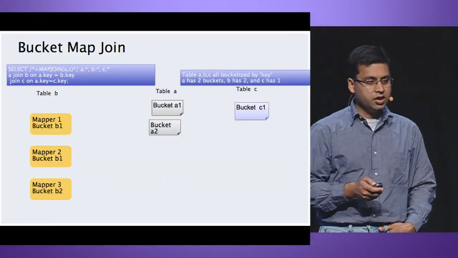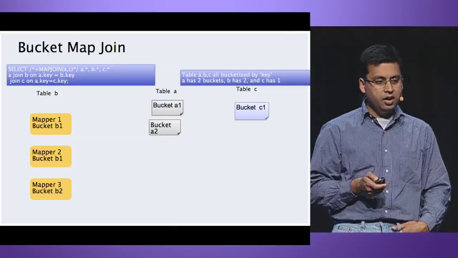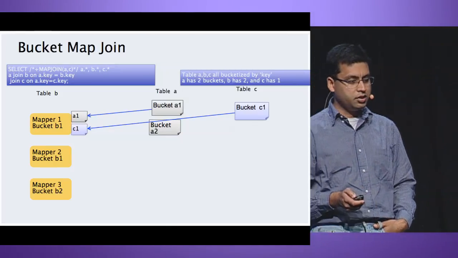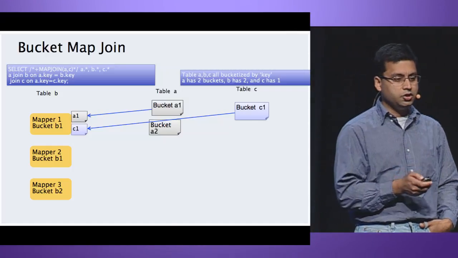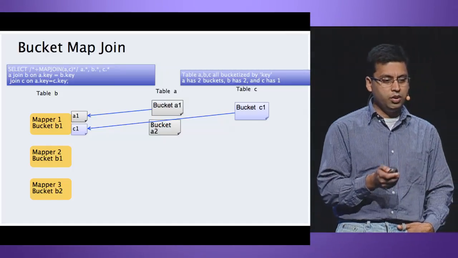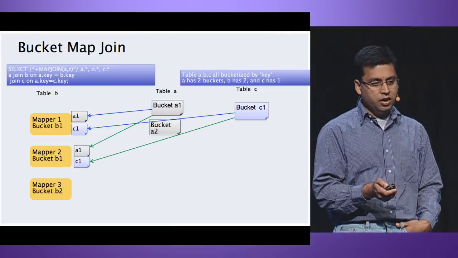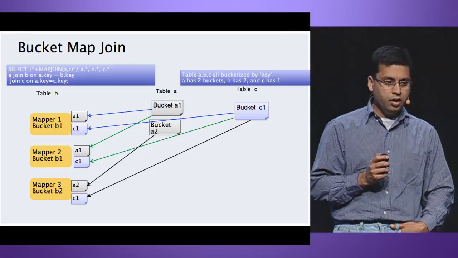So the way this can work is, for example, if you're joining three tables, A, B, and C, and A has 2 buckets, B has 2 buckets, and C has 1 bucket. Essentially the join is the same as saying join bucket 1 of A with bucket 1 of B and with table C, and similarly join bucket 2 of A with bucket 2 of B and with table C.